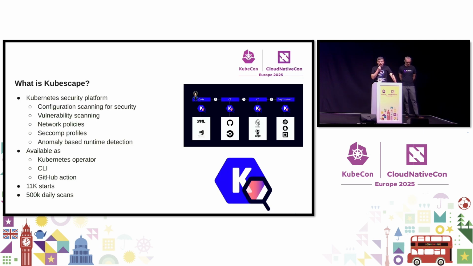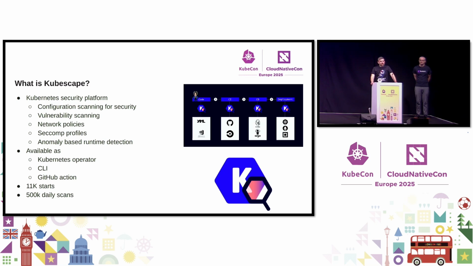So Kubescape started about 4 years ago, the project. It started as a CLI for scanning Kubernetes live API and YAML files for misconfigurations from a security perspective. Originally it was built upon Open Policy Agent and implemented a lot of security controls, frameworks, and so on. The project quickly evolved into a full-fledged Kubernetes security platform.